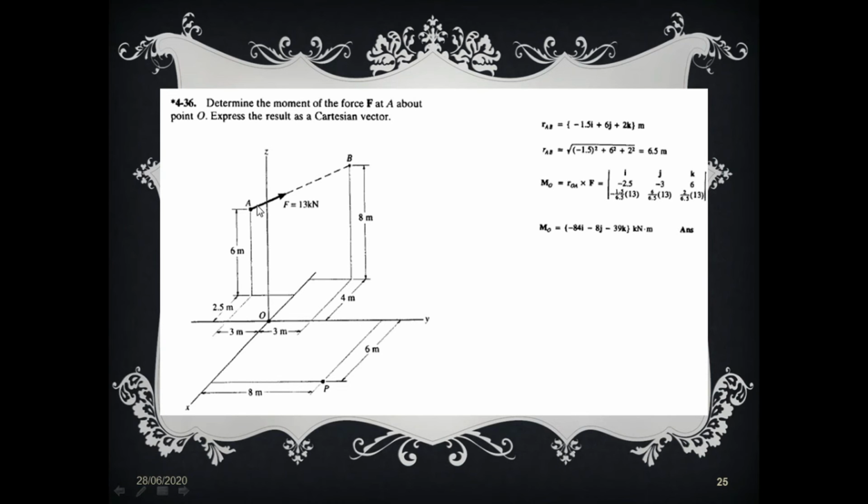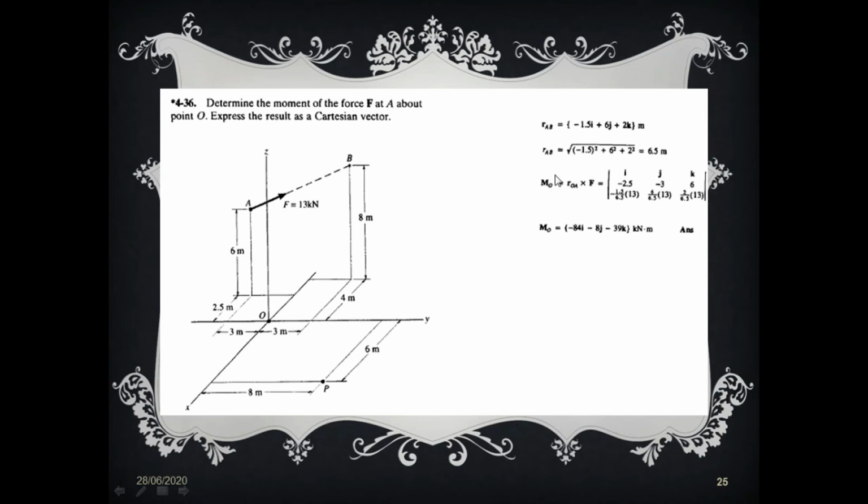Now the previous question was basically interested in the moment about O. So we take the position vector ROA. The position vector ROA means the coordinates of A minus the coordinates of the origin O. So it comes out to be -2.5, -3, plus 6. Okay, now our determinant is complete for the moment about O.